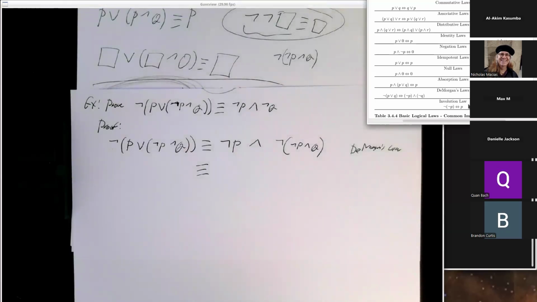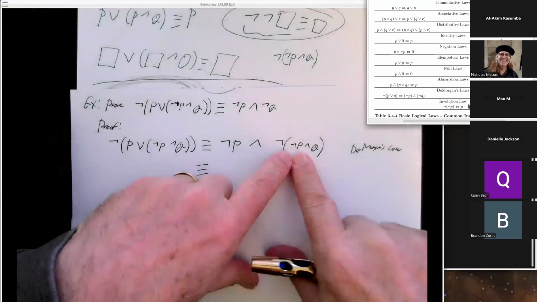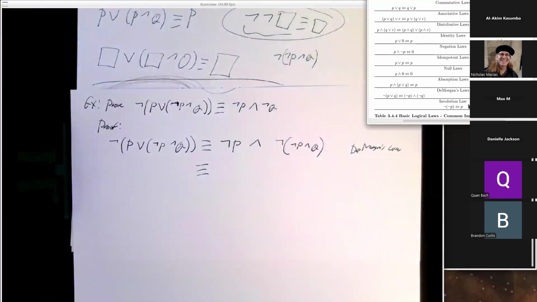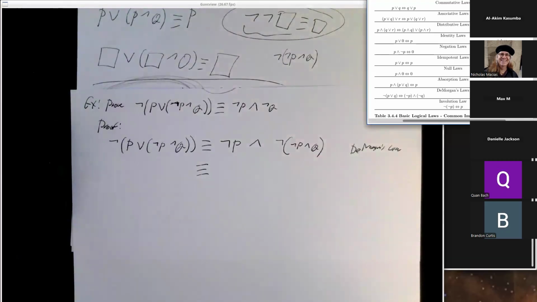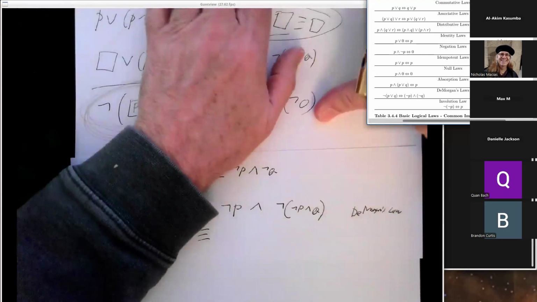Other ideas? I don't know if I'm right, but it kind of looks like the right side of De Morgan's theorem, something like that. Yeah, right. We've got a negation of something anded with something. That's De Morgan's, negation of something anded with something. So that should work really well.